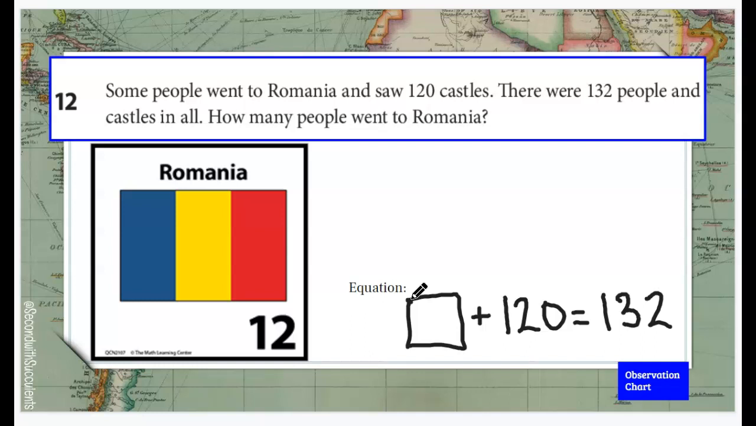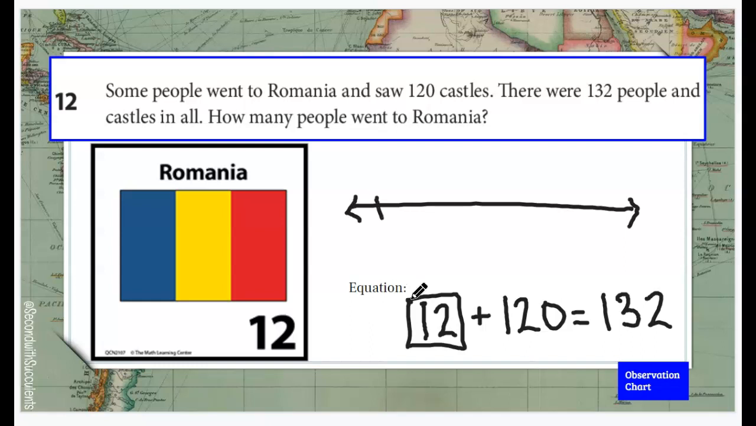Show a connection if you answered that 12 people went to Romania. Let's check our answer. Now I want to find the difference between 120 and 132 because that's the number I'm adding to 120 to get to 132. Now I can draw an open number line to do that. You may have used a different strategy.